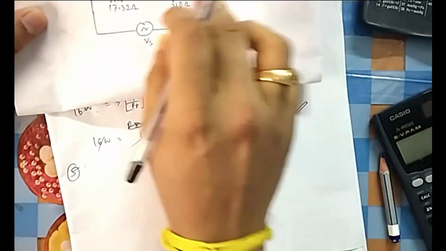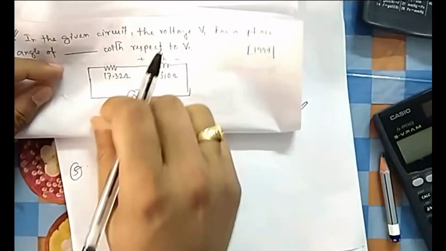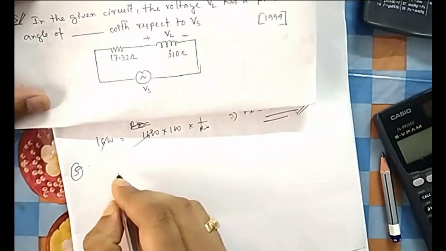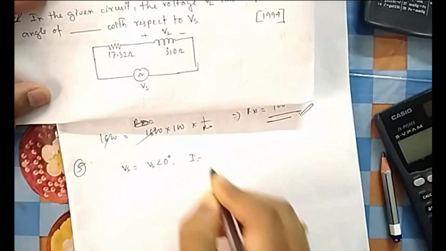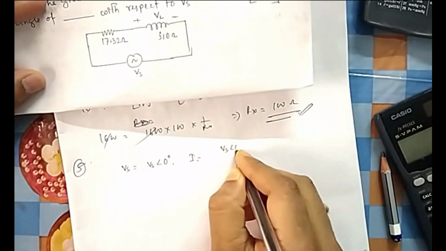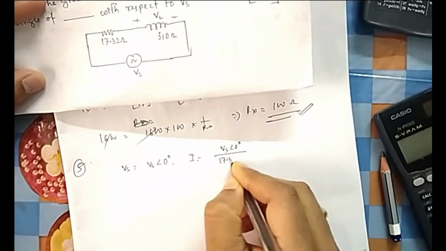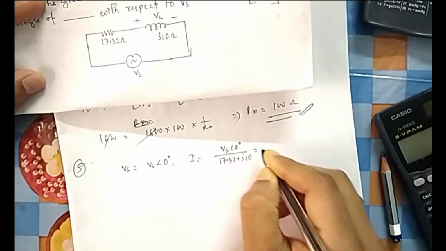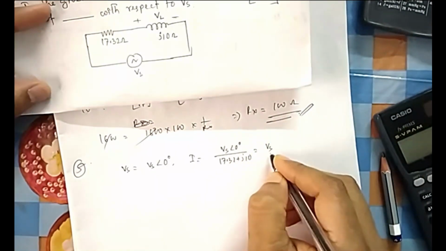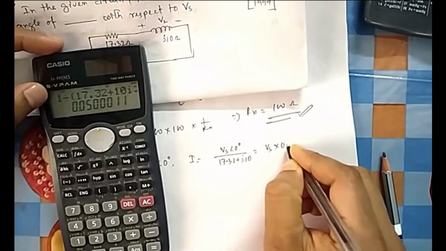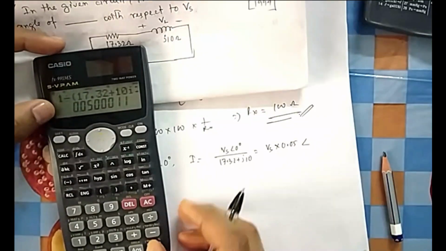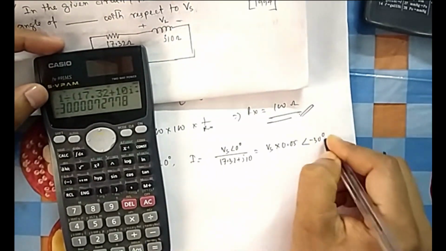Okay, then number 5. In the given circuit, the voltage VL has a phase angle with respect to this. So you can find the angle of the current. If I take Vs as a reference, suppose Vs is my reference, angle 0. So what will be the current in this circuit? So current will be your Vs angle 0 divided by 17.32 plus j10. So if you divide it, you can calculate it, I think. So if you calculate it, it will be Vs multiplied by 0.05 with an angle of minus 30.